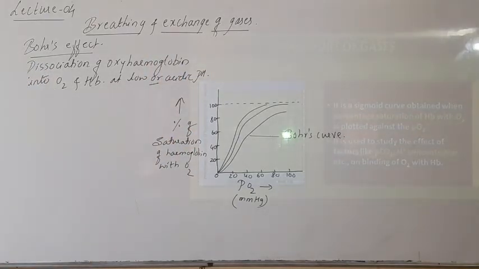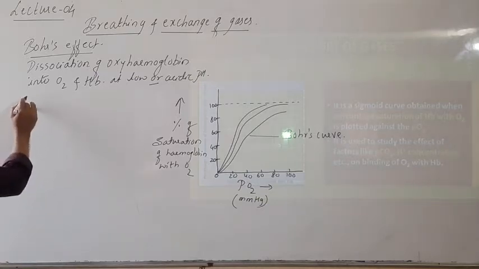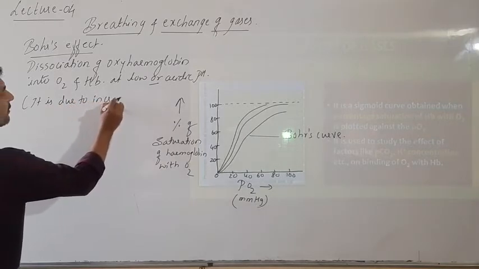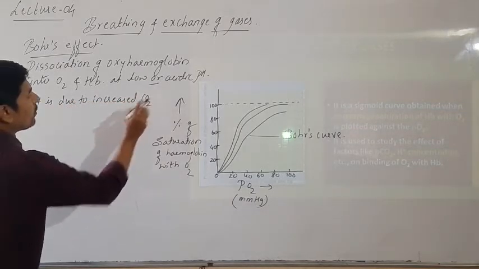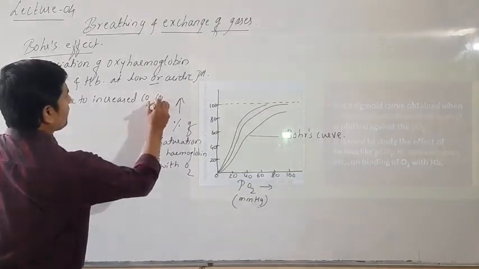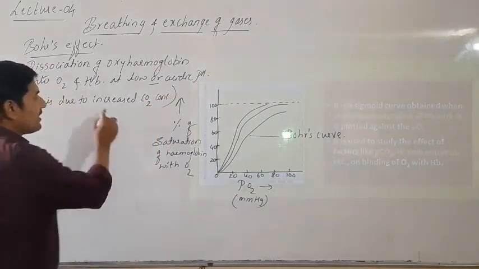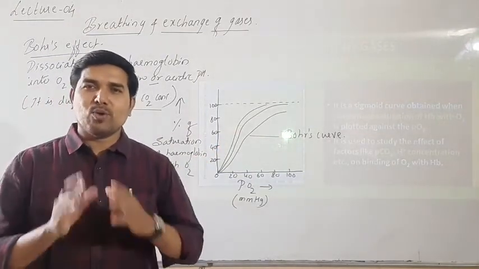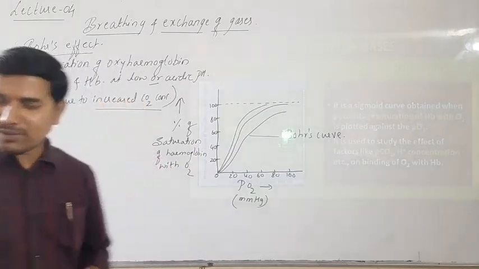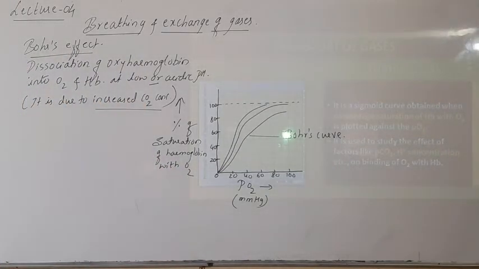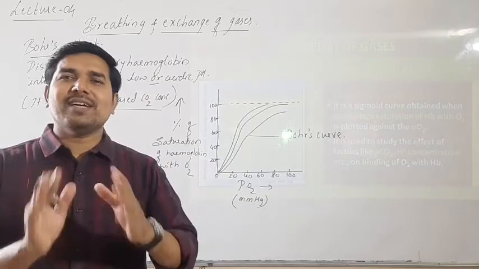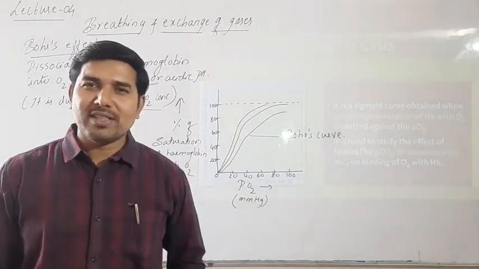Then what does it mean? It is due to increased CO2 concentration. So increased CO2 concentration will lead to dissociation of hemoglobin from oxygen. So that's why we call this process the Bohr's effect. Then where does the process occur? This process generally occurs in the tissues. Dissociation will occur in the tissue.